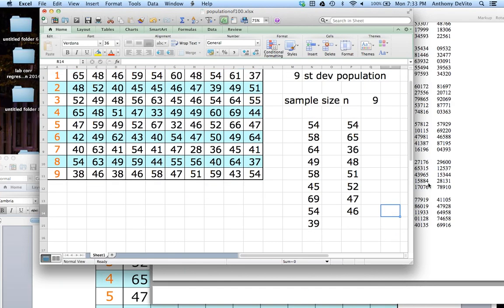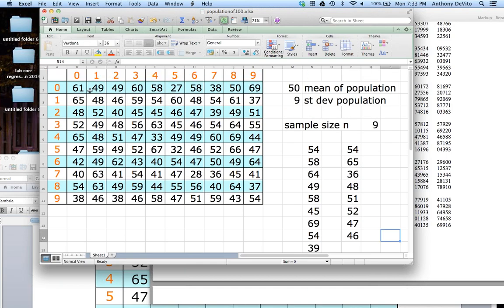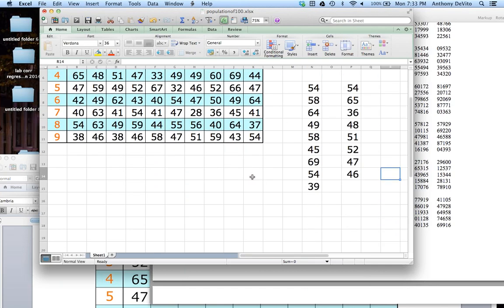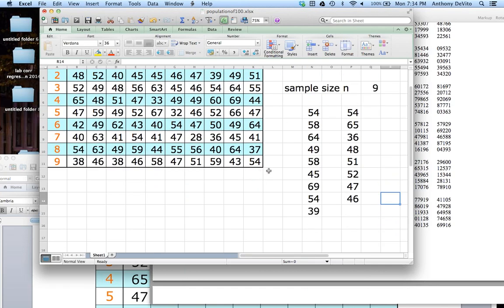Any other volunteers there? Maybe one or two more numbers if I can get somebody to give them to me. Oh, I got a 58, another 46, and a 45. Okay, I think that's enough.